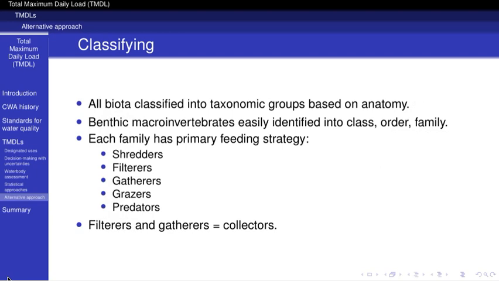All biota, from microbes such as bacteria and fungi through plants and animals, are classified into taxonomic groups based on common anatomical characteristics. Benthic macroinvertebrates are easily identified into the three taxonomic levels of class, order, and family. And each family has been identified to one of 5 feeding categories: shredders, filterers, gatherers, grazers, and predators. Some stream ecologists combine filterers and gatherers into the category of collectors.